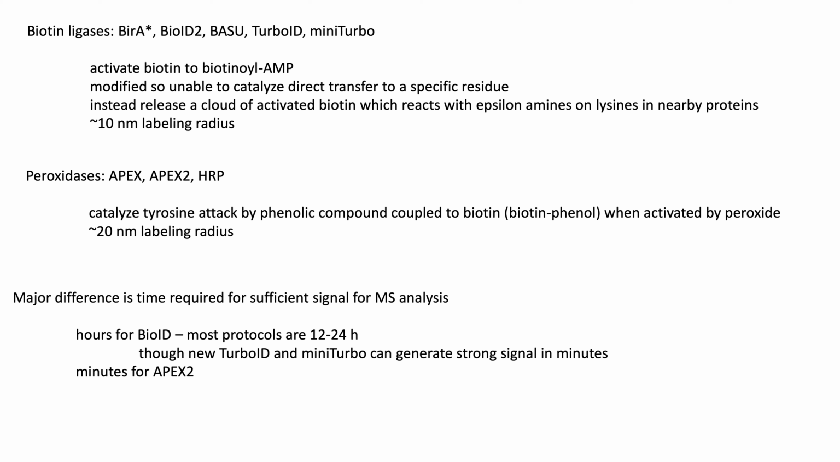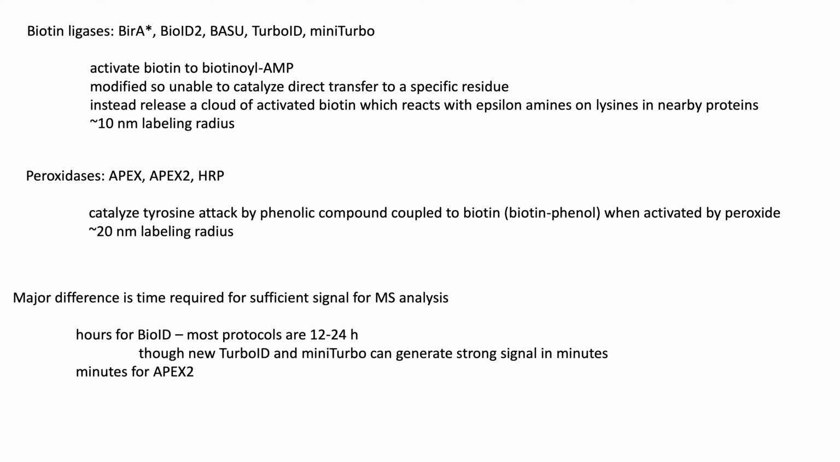Biotin ligases are commonly used, such as the BirA or BioID tags. In these methods, there's activation of biotin to biotinoyl-AMP. These enzymes have been modified so they're unable to catalyze direct transfer to a specific residue, but instead they release a cloud of activated biotin, which reacts with epsilon amines on lysines on nearby proteins, with an approximately 10 nanometer labeling radius. On the other side are peroxidases, such as the APEX and APEX2 enzymes, which catalyze tyrosine attack by phenolic compounds, which are coupled to biotin, which are activated by peroxide. These have a slightly larger labeling radius of about 20 nanometers.